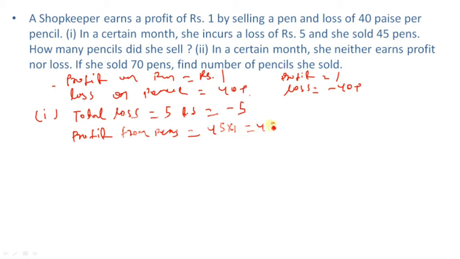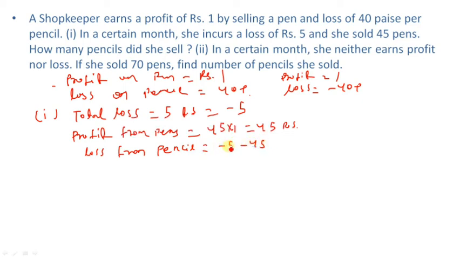Now we know the total we have is minus 5, and only the profit is 45. Okay, so we need to calculate the loss from pencil. Loss from pencil will be equal to minus 5 minus 45. Now you can ask why we did minus 5 minus 45.